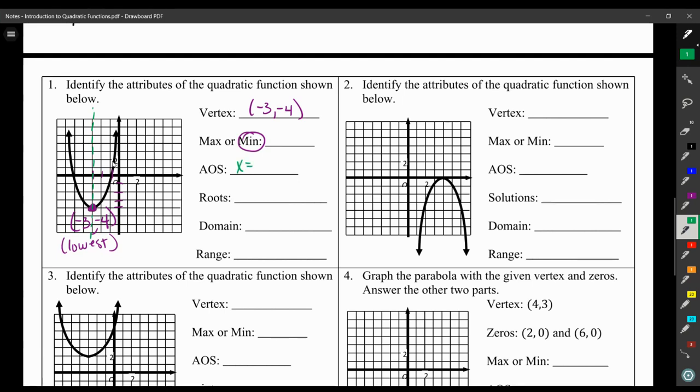x equals a number. Well, which number? We need to look at the vertex, and it's always the x value of the vertex. That's why it's x equals.